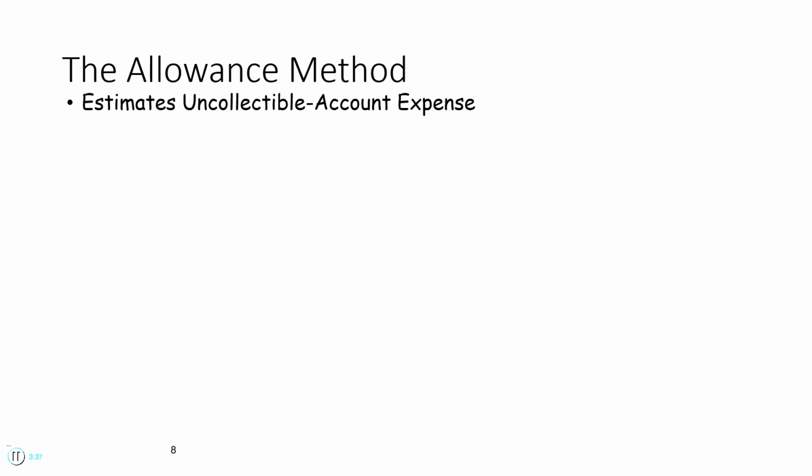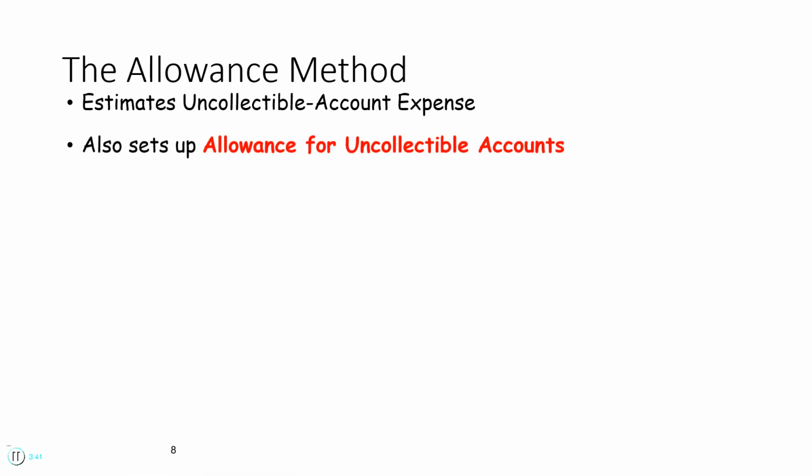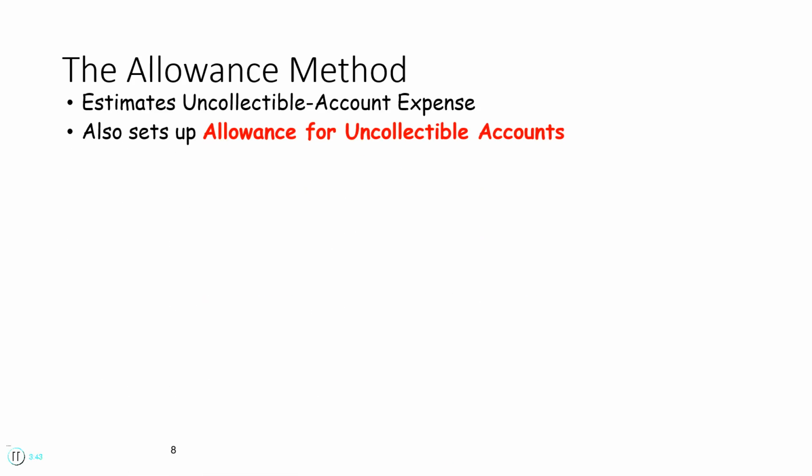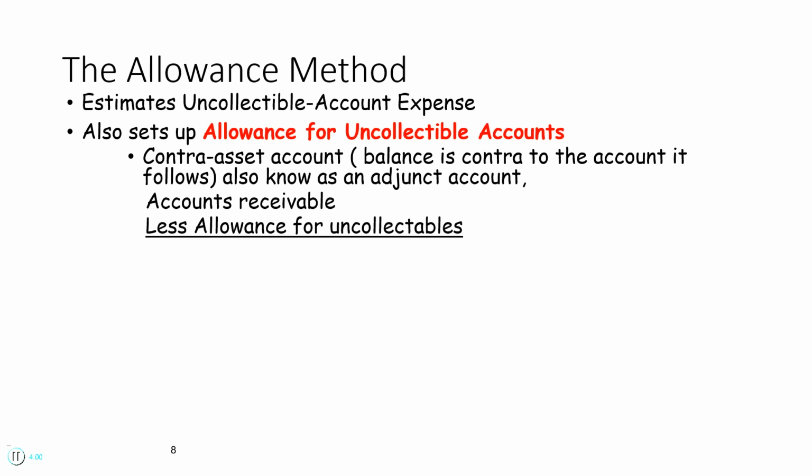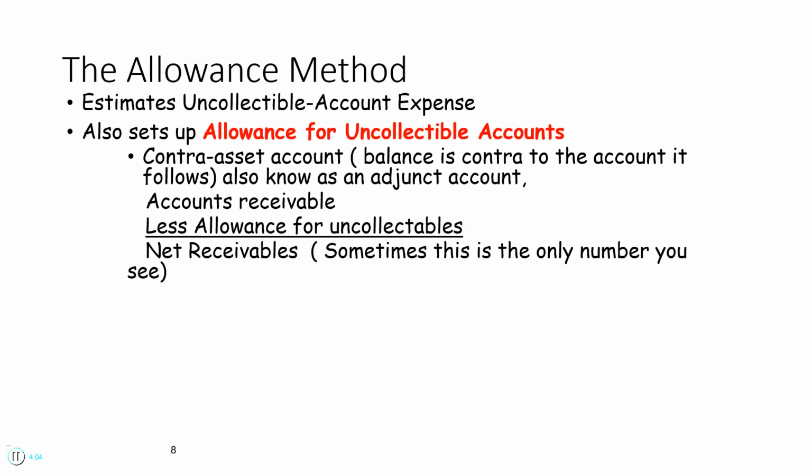So we have a new account called bad debt expense. And we also set up what we call a contra account called allowance for uncollectibles. It is also an adjunct account. It must follow accounts receivable since accounts receivable has a debit balance. Allowance for uncollectibles, normal balance is a credit. So you would show accounts receivable less allowance for uncollectibles, you get net receivable.